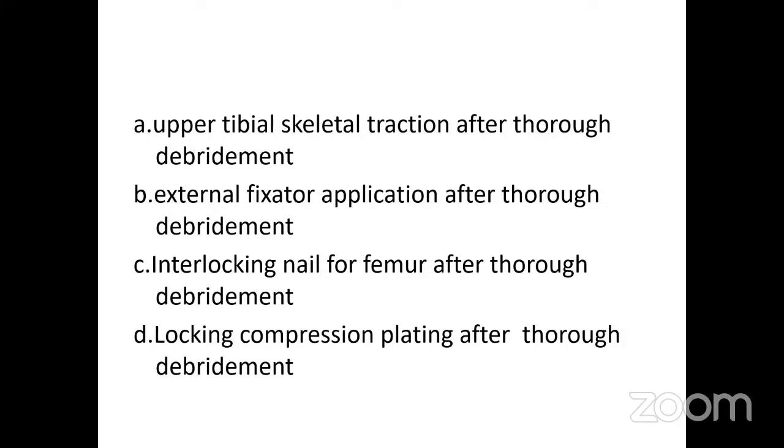or plating. So what will you do? The answer is you go for damage control orthopedics here. That means you want to save the life of the patient. Why? Because if you do a definitive procedure like interlocking nail after thorough debridement, there will be bleeding, and the patient may actually die, because it is a polytrauma case. So you want to save the life of the patient, so you do damage control orthopedics. You don't want to do another damage to the patient, so you go for external fixation. So you do a minimally invasive procedure, of course after thorough debridement.